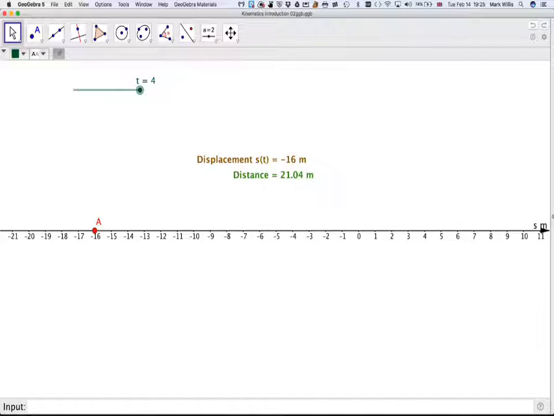Okay, so this has been a video for the introduction of kinematics, and hopefully you can determine the difference between displacement and distance, and you've been able to find displacement and distance from the velocity formula and also acceleration.